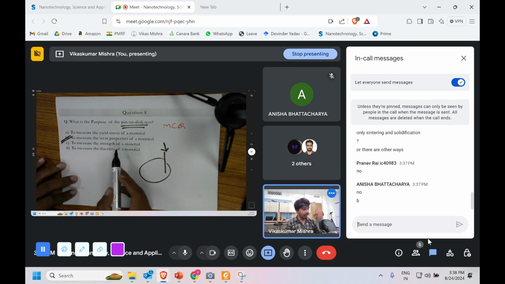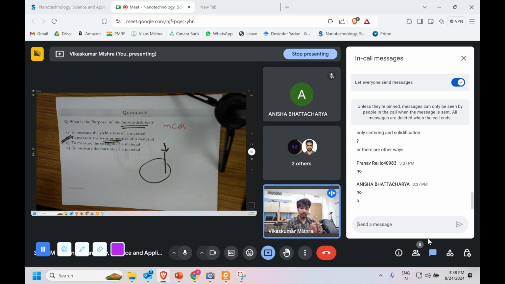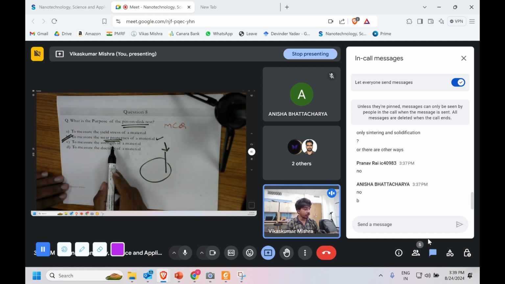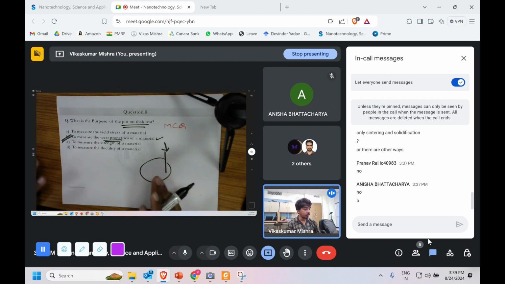Okay, and that is something to measure the wear property, because in most applications of mechanical engineering, one component of the machine is always wearing against another one, and so wear property is very important from that perspective. So option B is the right option over here. To measure the strength of the material, no. Measure the ductility of the material, no. To measure the yield strength of the material, no.